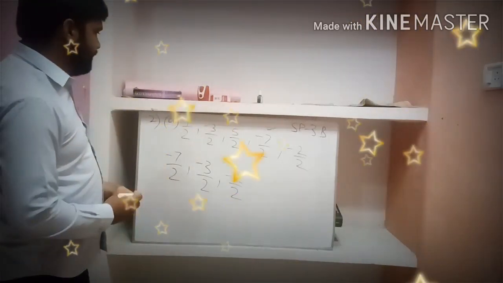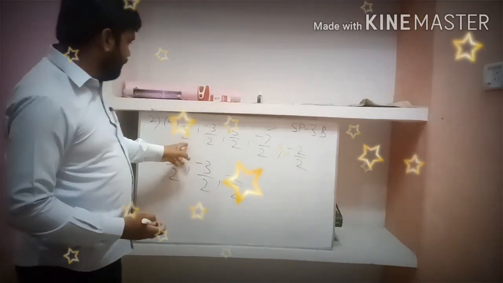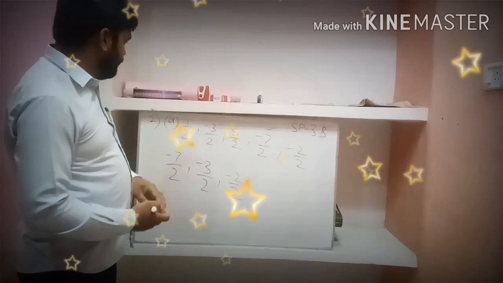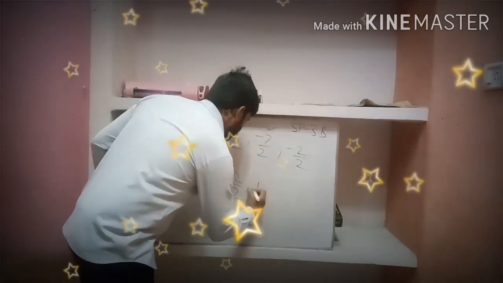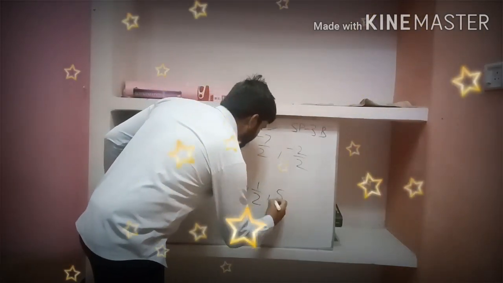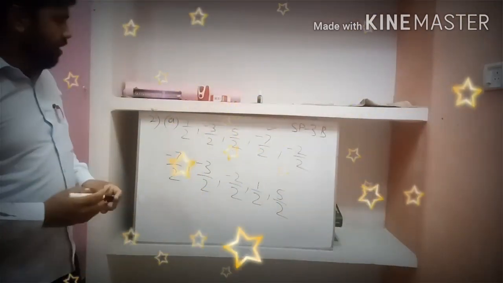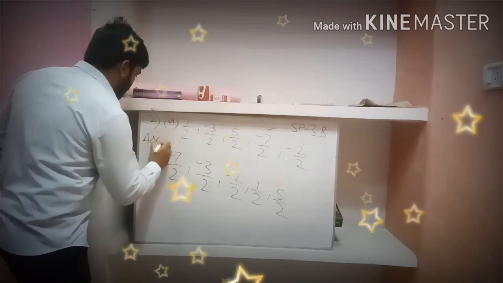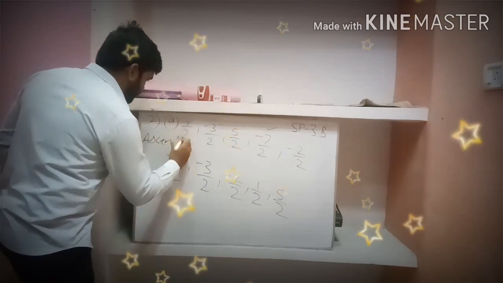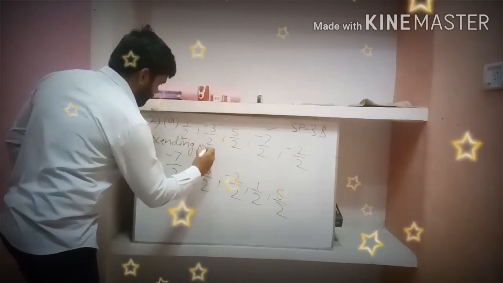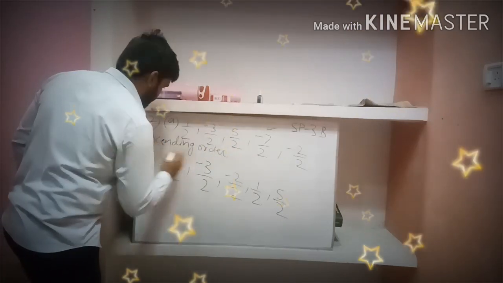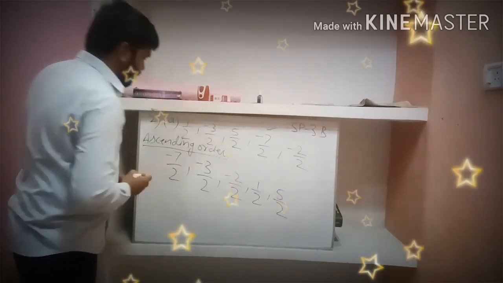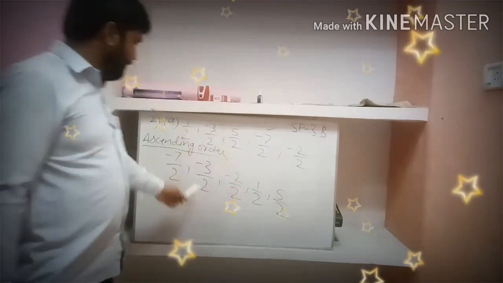Now come to the positive numbers. There are two numbers, 1 by 2 and 5 by 2. So 1 by 2 is the smaller, and 5 by 2 is the greatest. This is the ascending order. Like this we can do it.